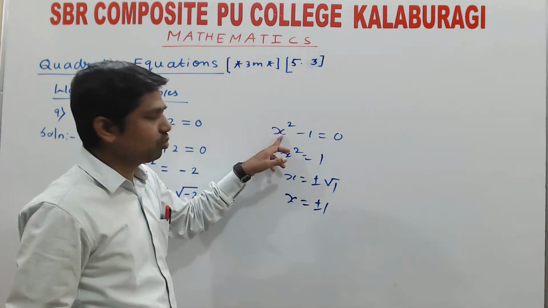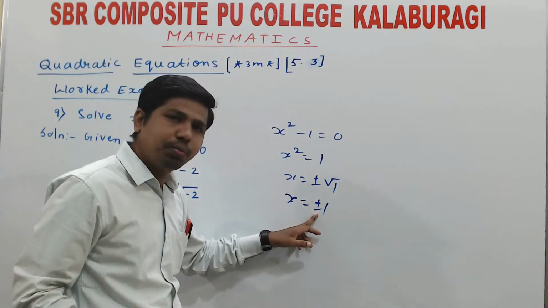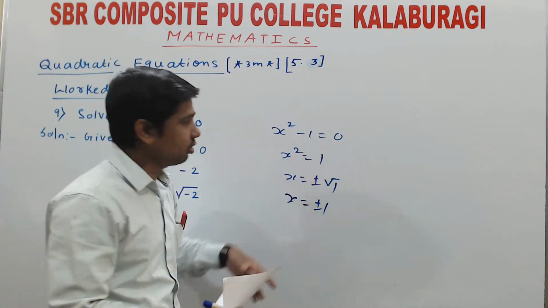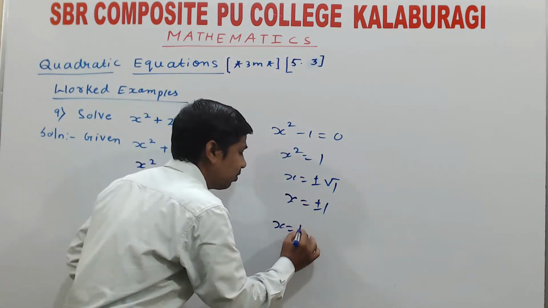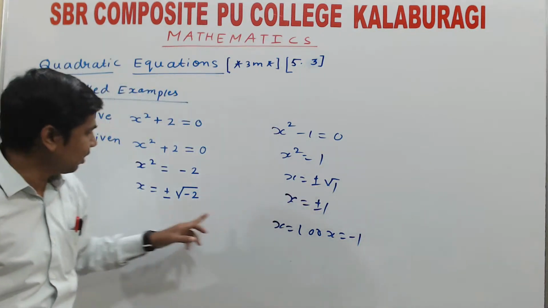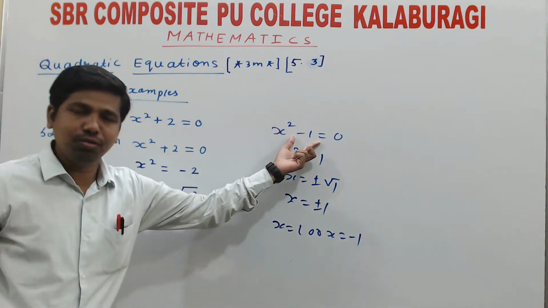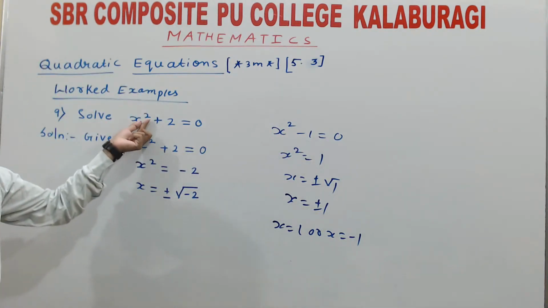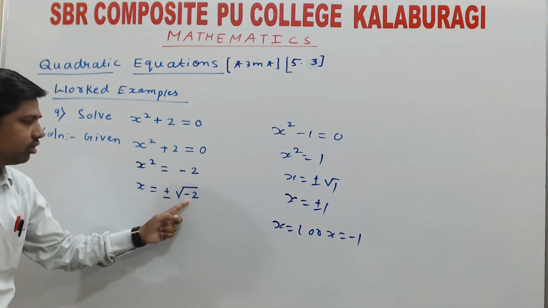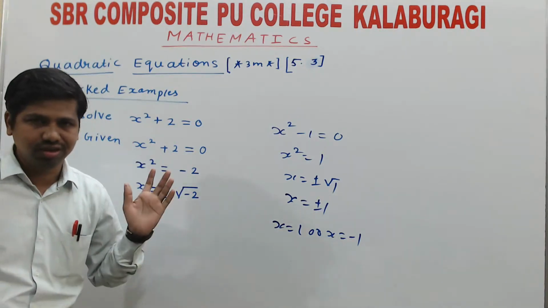Minus 1. If I substitute plus 1, 1 square is 1, 1 minus 1 equals 0, it will satisfy. And if I substitute minus 1, minus 1 square is also 1, 1 minus 1 equals 0. So the roots for this quadratic equation are x equals plus 1 or x equals minus 1. That's all. We are writing plus or minus, right? Because there are two roots which satisfy this equation. Similarly, the highest degree of the variable is 2, so there are two roots which satisfy this equation. One is plus root of minus 2, one more is minus root of minus 2. Both the roots we should mention, right?